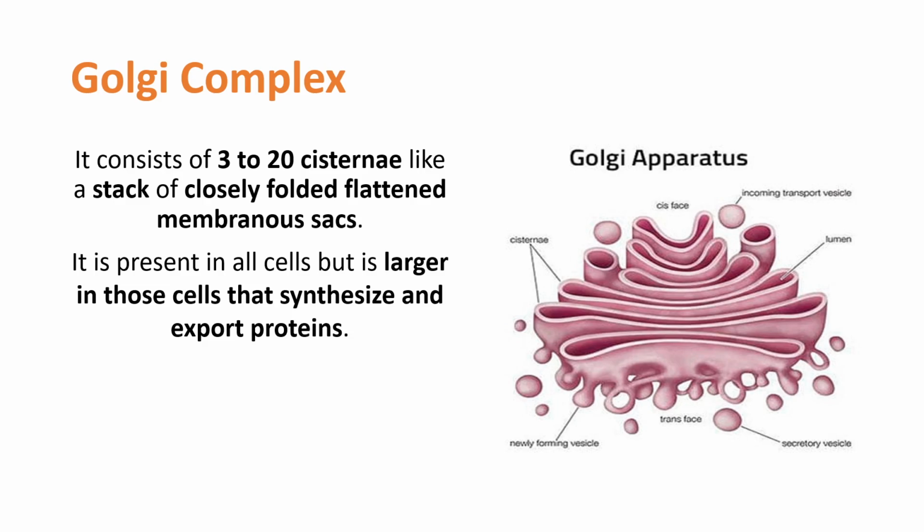The protein which is manufactured or synthesized by the rough endoplasmic reticulum will be further stored in the vesicle and transported to the Golgi apparatus, and now this Golgi apparatus will send the protein with the help of secretory vesicles towards the plasma membrane. So proteins move from endoplasmic reticulum to Golgi apparatus and are packaged.